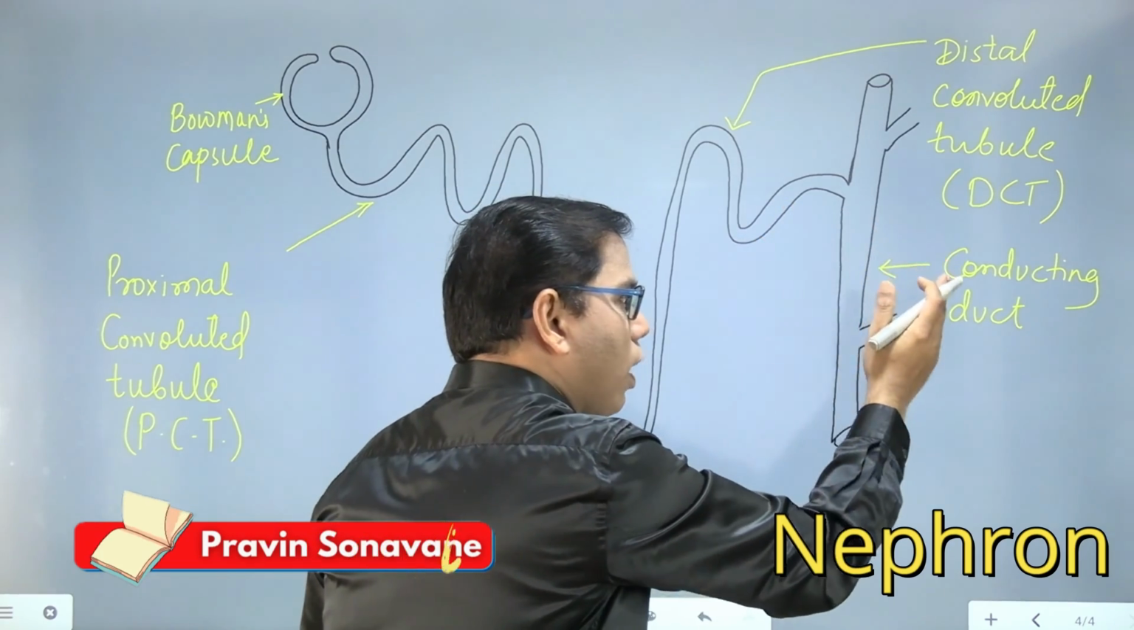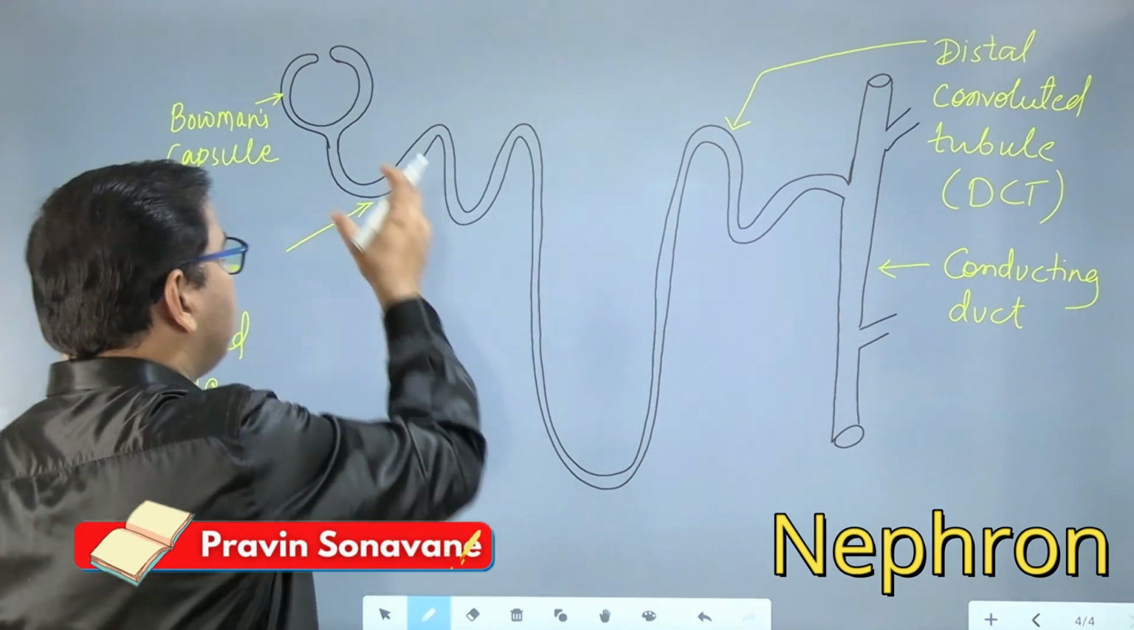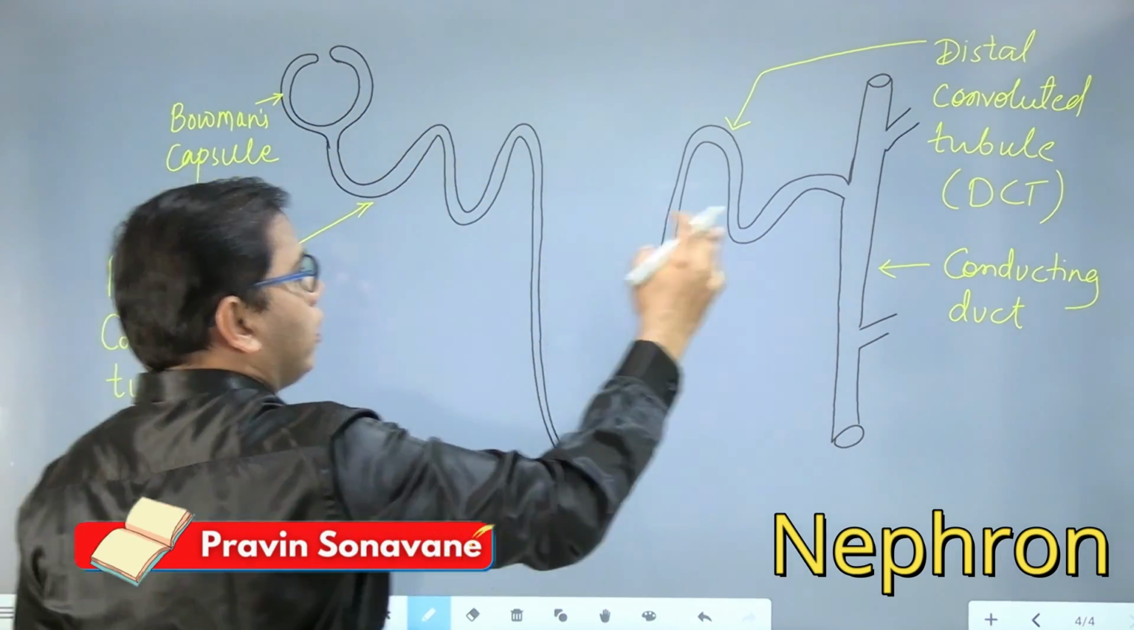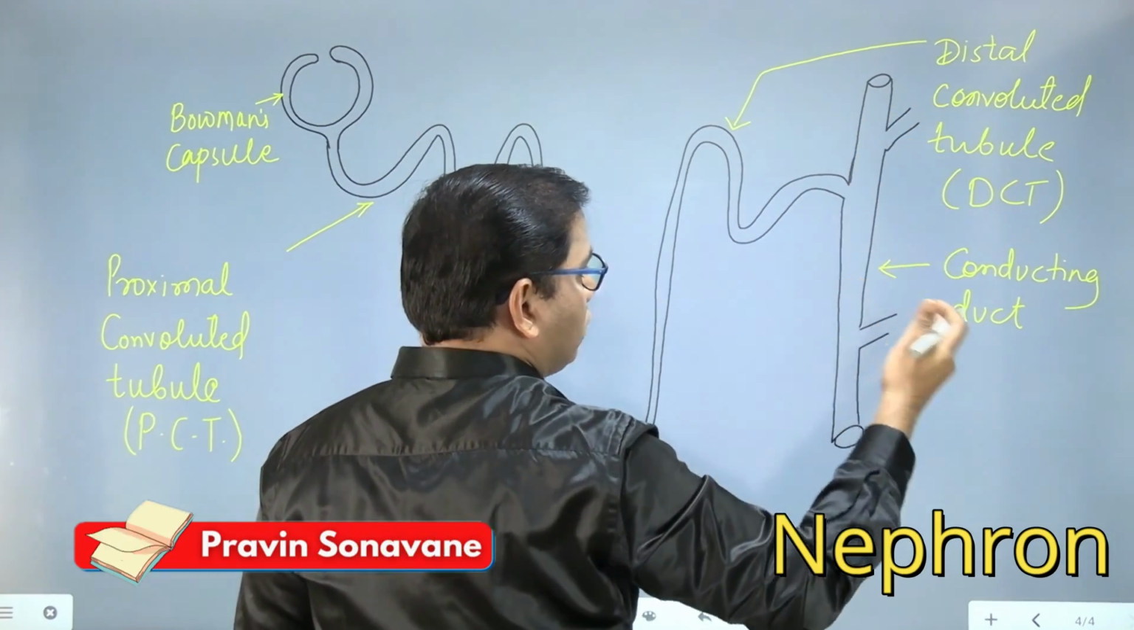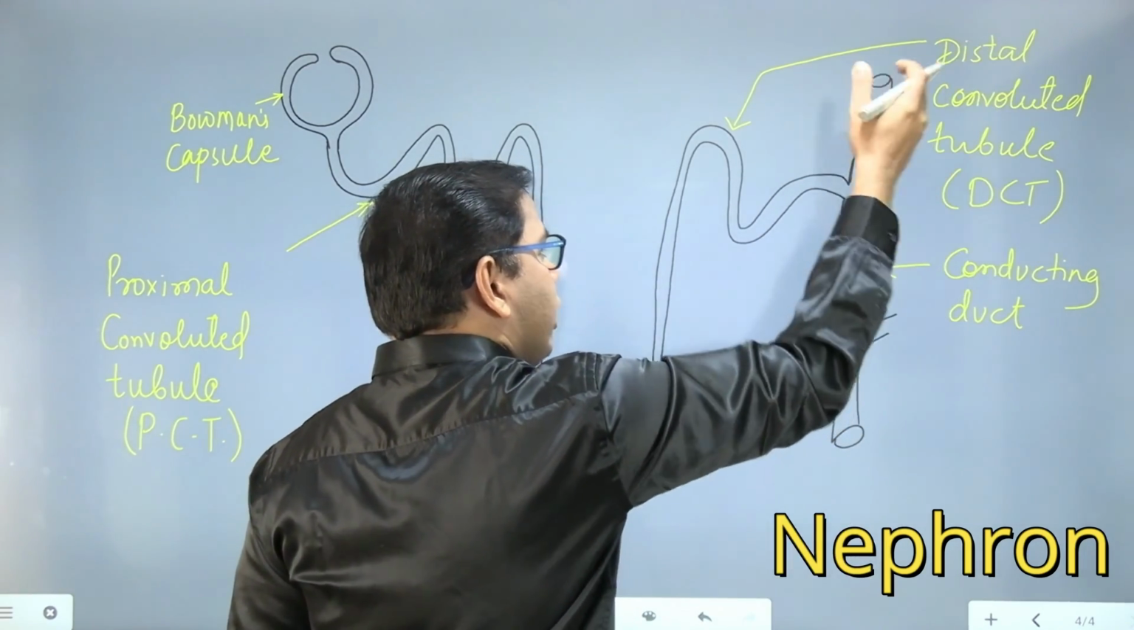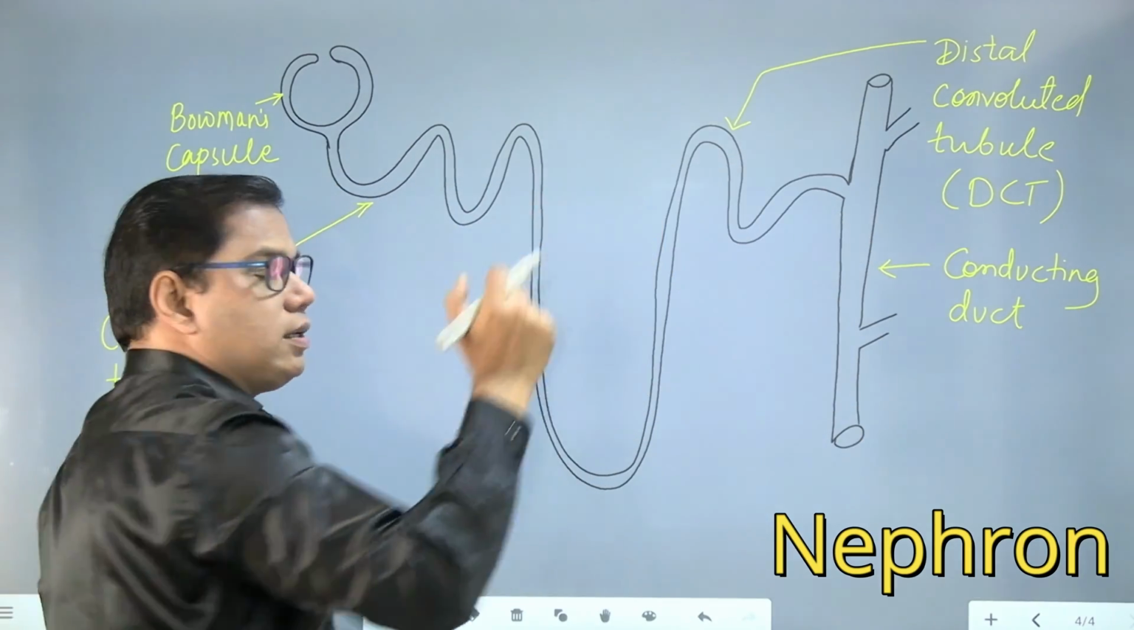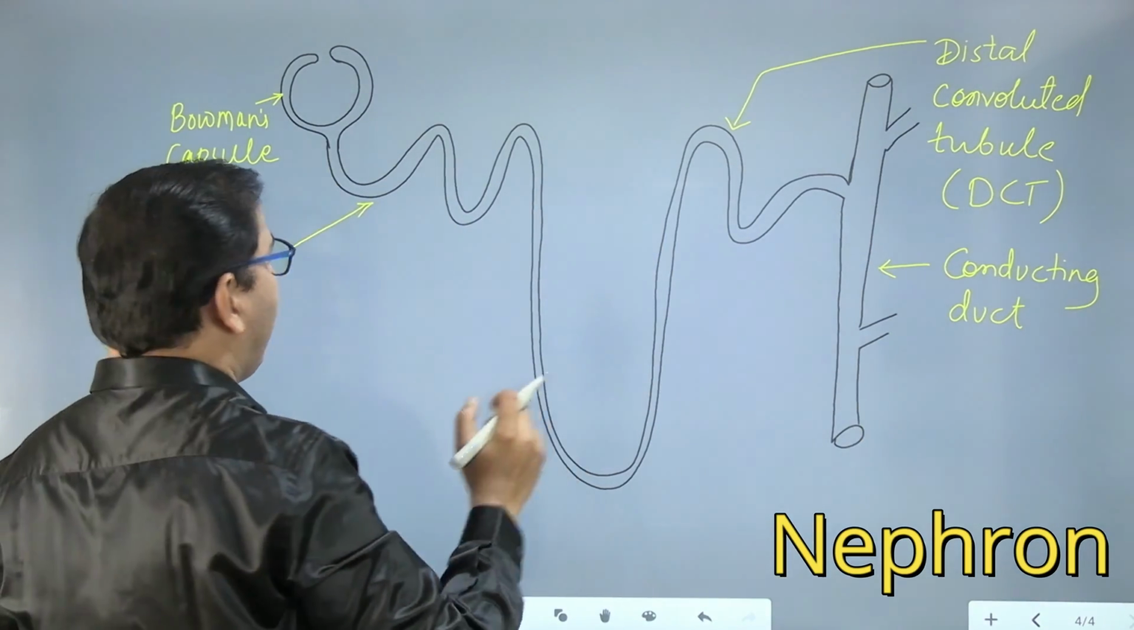This duct is called the conducting duct. We have shown only one nephron, but there are so many nephrons which pour the urine into this duct called the conducting duct. Right?